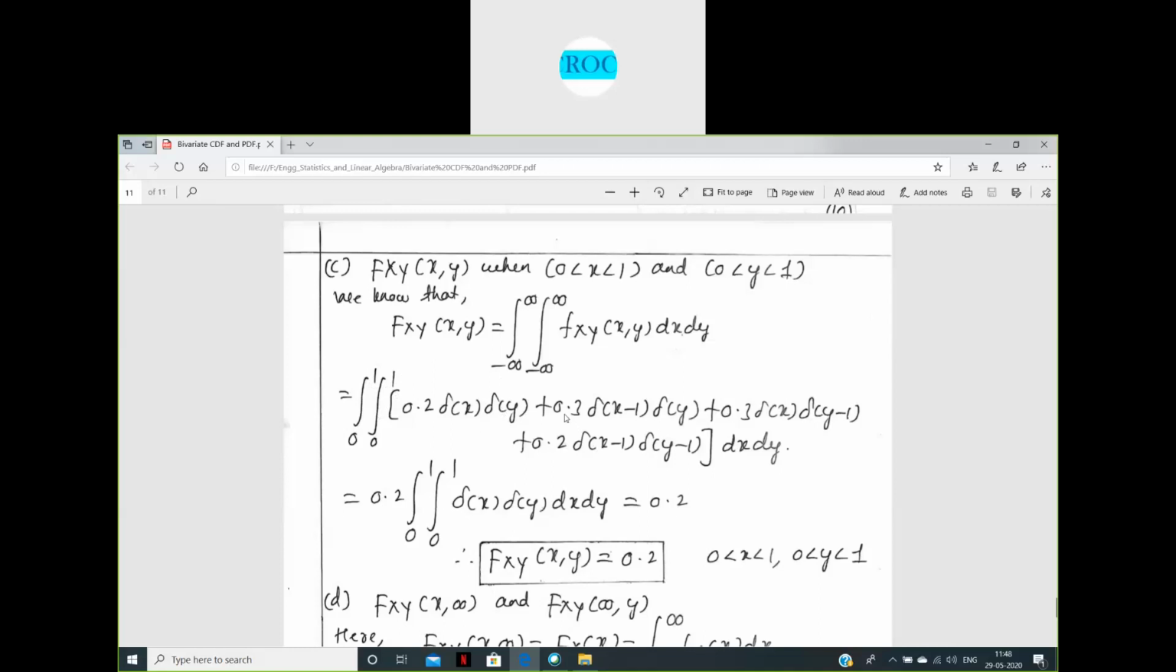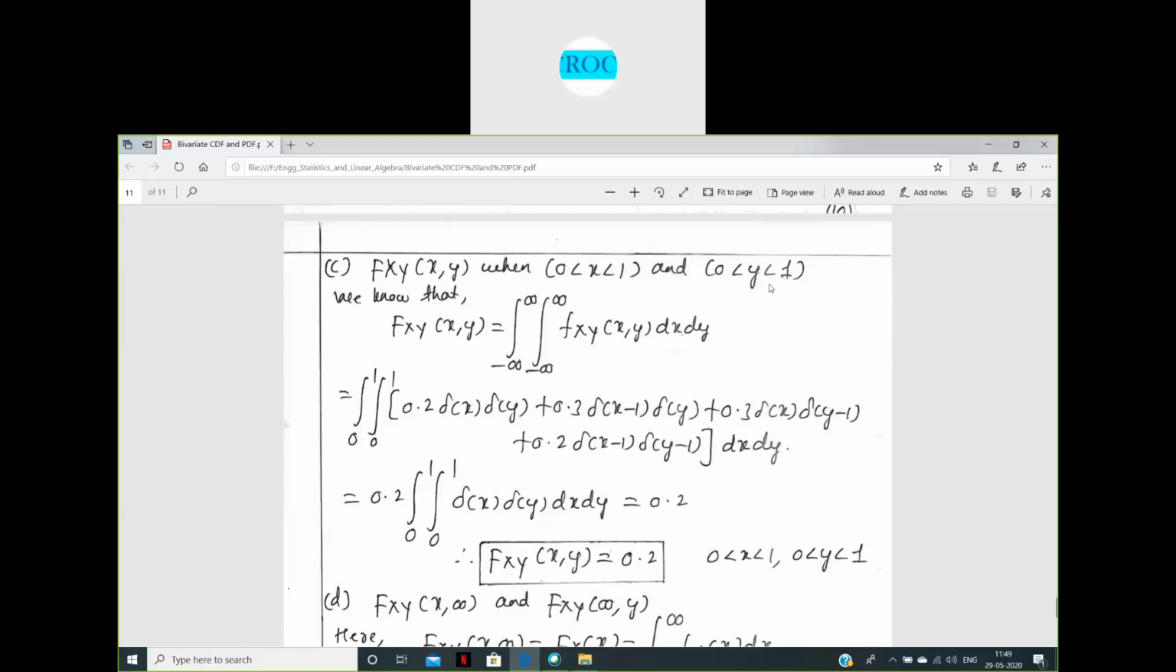Next term we have is 0.3 δ(x−1). When I say δ(x−1), here x is 1 and it takes a value at 1 and beyond that. Now, for δ(x−1), when the limits are less than 1, this integration will tend to 0. When we integrate this from limit 0 to 1, this term will become 0, and anything multiplied with 0 will be 0. 0 into 0.3 into δ(y): if we consider that also, this term will become 0.